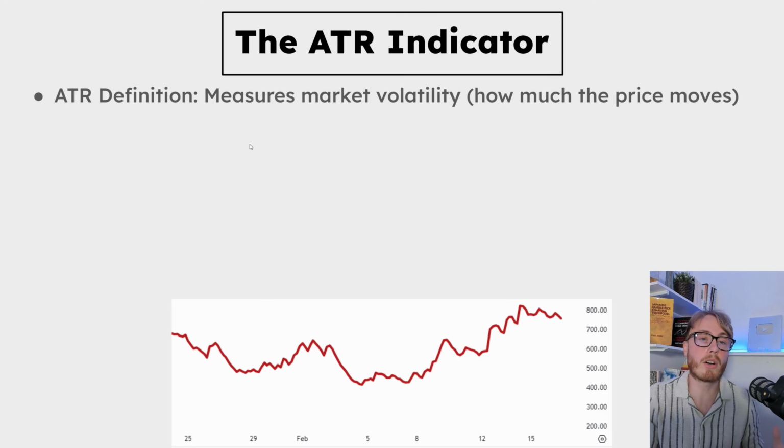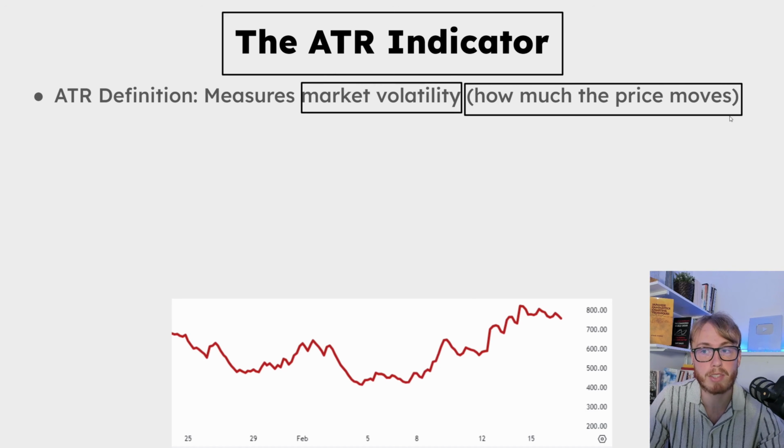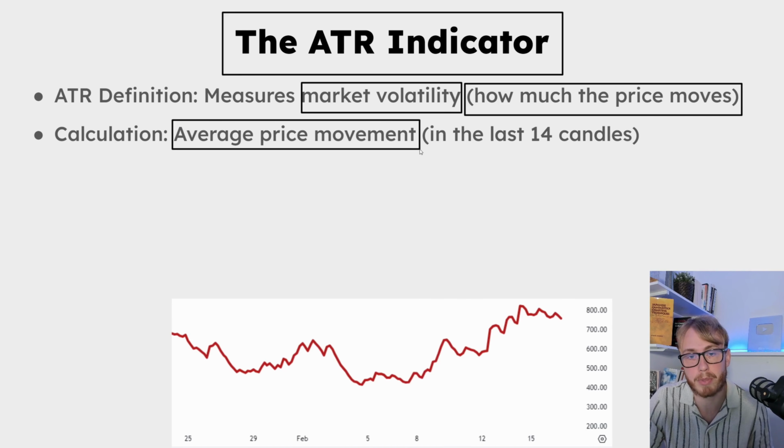Well, the ATR is an indicator that measures market volatility, or in other words, it measures how much the price moves, or to be more precise, how much the price moves on average. And to simplify the calculation here, what the ATR basically does is that it calculates the average price movement. And the most common period is to calculate the average price movement of the last 14 candles.